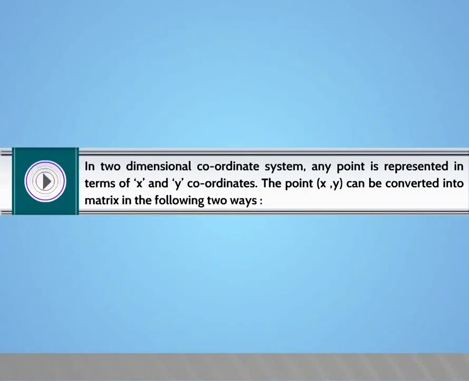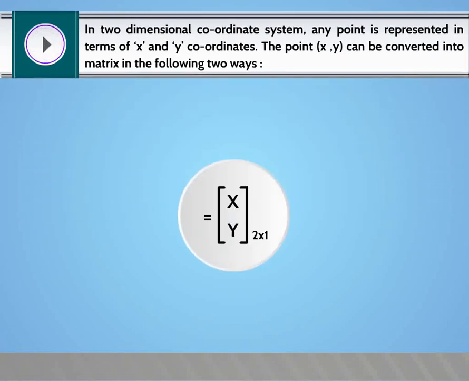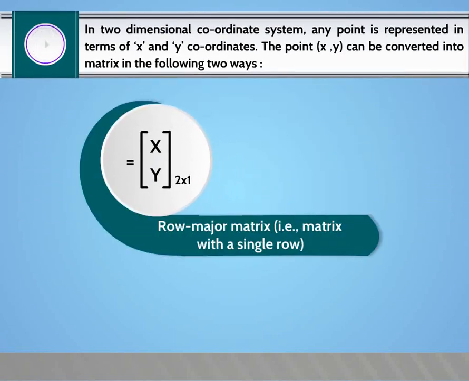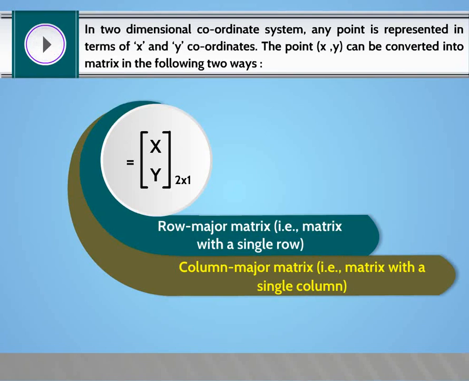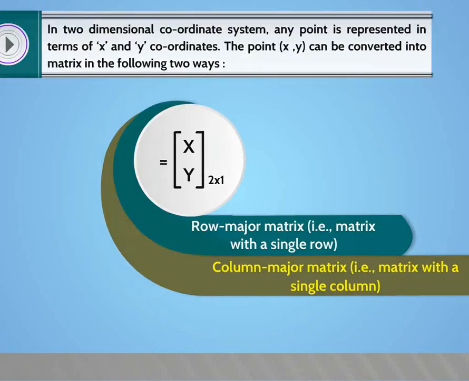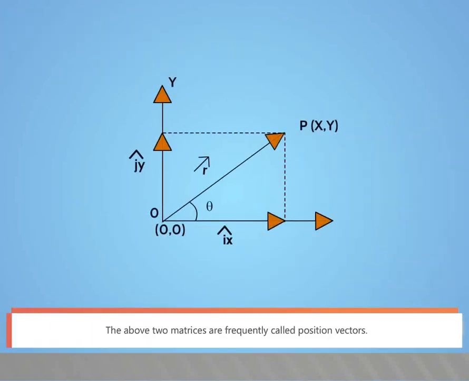In two-dimensional coordinate system, any point is represented in terms of x and y coordinates. The point x, y can be converted into matrix in the following two ways. Row major matrix, that is matrix with a single row. Column major matrix, that is matrix with a single column. The above two matrices are frequently called position vectors.